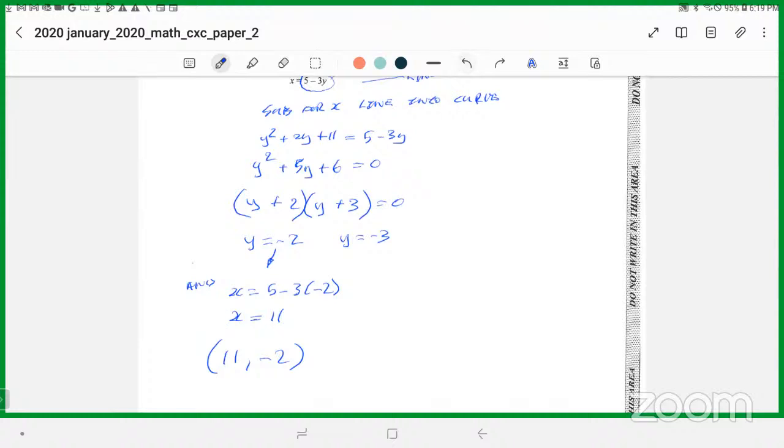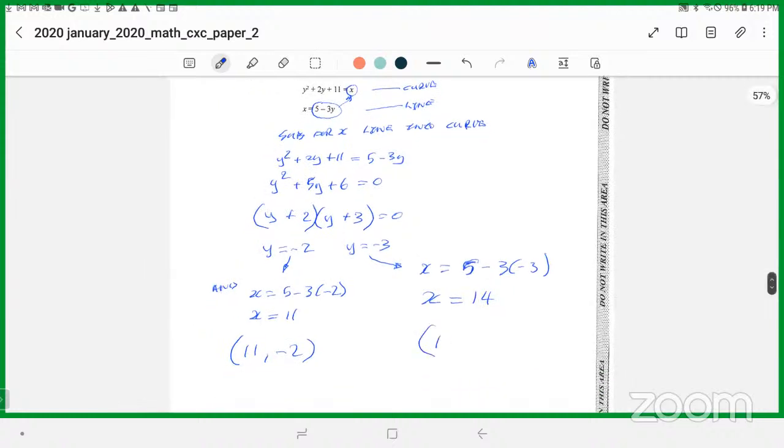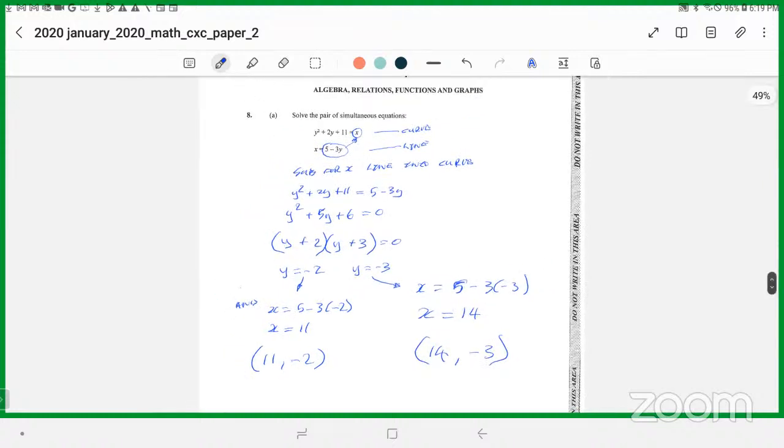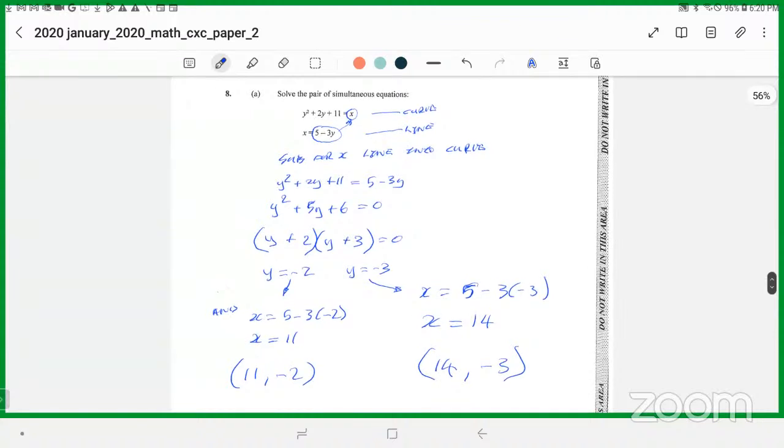Everything is important. Then for this one, I'm going to substitute the negative 3 for the y in there and get x equals 5 minus 3 times negative 3. This minus is a plus 9. 5 and 9 is 14. And so the x becomes 14. And so the second point is 14, negative 3. Those are my 2 points of intersection. That's my solution. Are you okay with that? Any questions? Yes, sir.